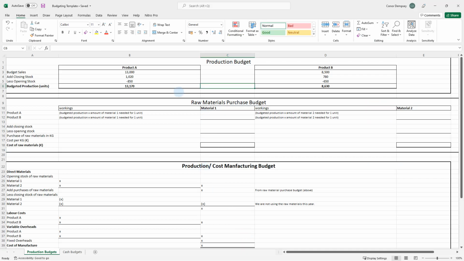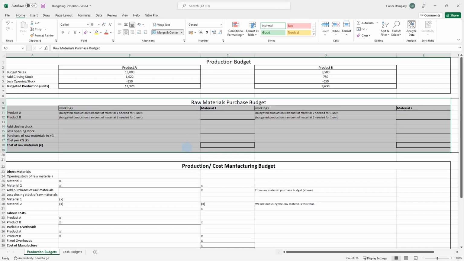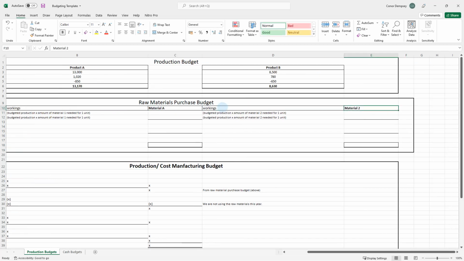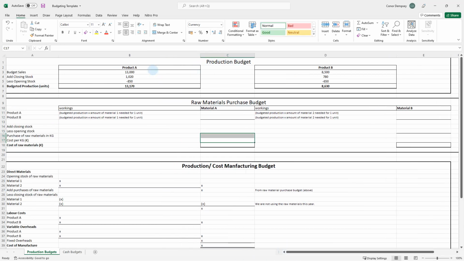So this is our raw materials purchase budget that you can see. I'm just going to change this to material A, and this to material B to make life easier for us. This is just a template, so I'm going to have to change it. This is regular, and this is premium. I believe that's the name of it. Premium. So again, this is regular, this is premium.